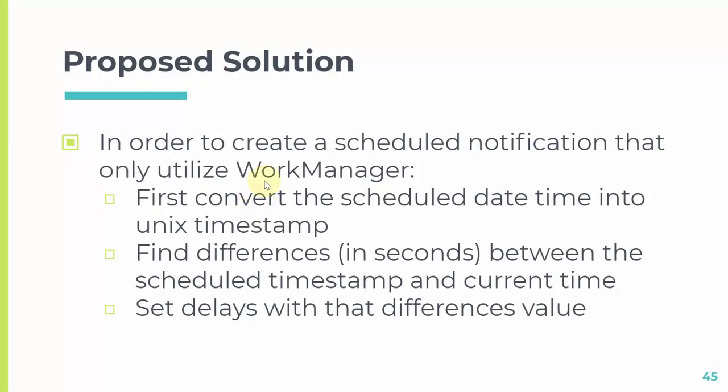So the proposed solution here is we are still using the WorkManager, but first we convert the scheduled date and time into the Unix timestamp. Unix timestamp is how many seconds from 1970, the epoch time, until today. Yeah, that's called Unix timestamp. And then we find the difference in seconds between the scheduled timestamp and the current time. So we get the difference in seconds, and then we set the delay of the notification based on the difference. That's the solution, okay?